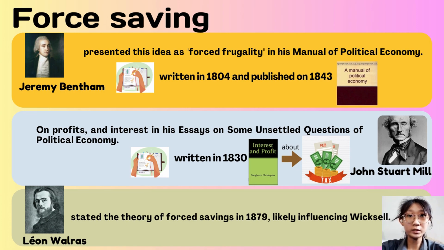Next, I'm going to present saving in monetary economics. Jeremy Bentham issued a doctrine called forced frugality in Manual of Political Economy, published in 1843. According to Bentham, tax and bank loans have forced saving from increased government capital, such as indirect tax, while John Stuart Mill wrote on profit and interest in the essay on some unsettled questions of political economy, written in 1830. Both economists discuss tax and income. In addition, Lord Wallace Early started the theory of forced saving in 1879. This probably inspired Wicksell to analyze this theory.